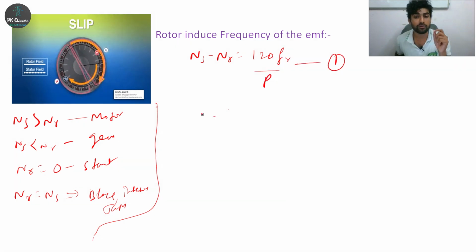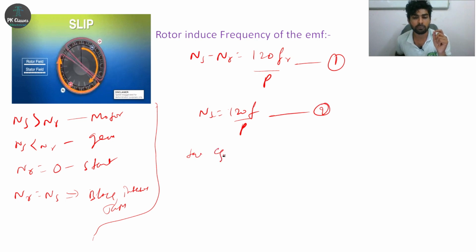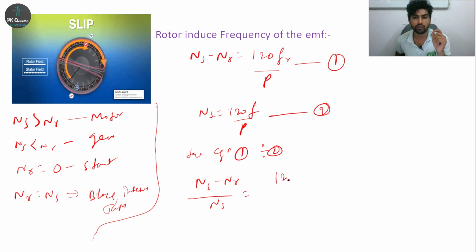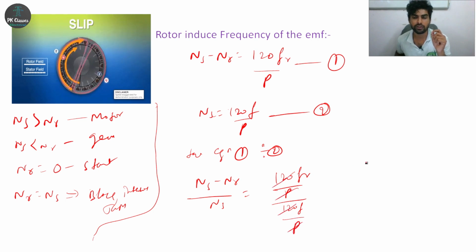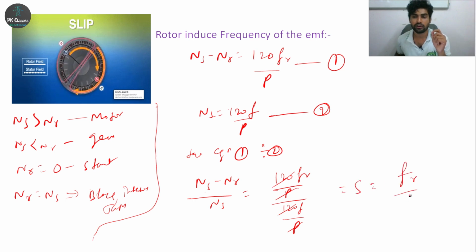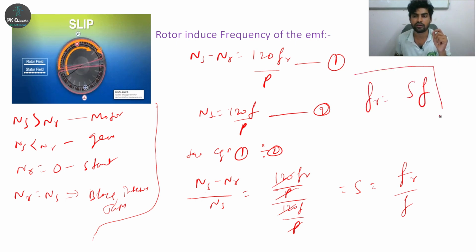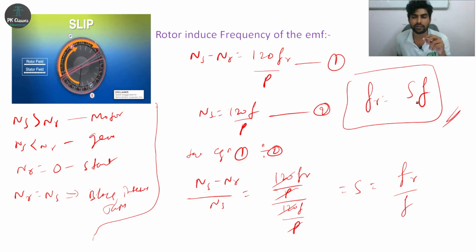What about the synchronous speed or rotating magnetic field speed? Ns is equal to 120f/P, equation number 2. Take equation 1 divided by 2: (Ns - Nr)/Ns is equal to (120 fr/P) divided by (120 f/P). The P gets cancelled, the 120 gets cancelled. (Ns - Nr)/Ns is what? Slip. So slip is equal to fr/f. If you want the rotor frequency, fr is equal to s times f.